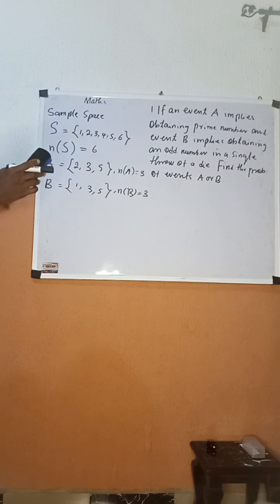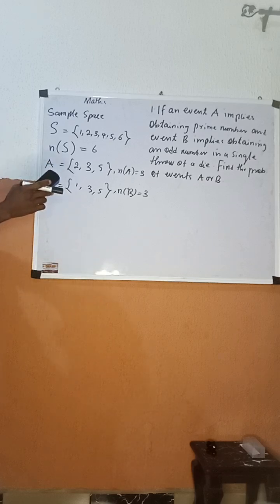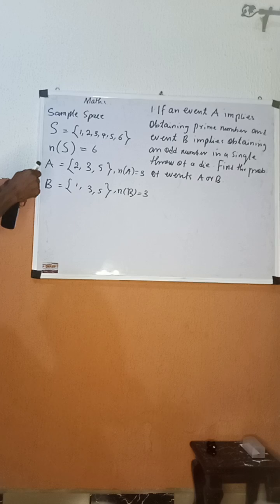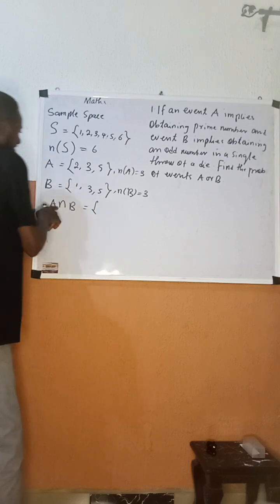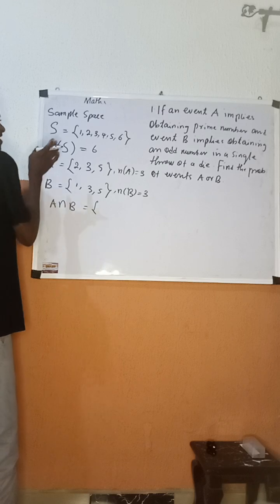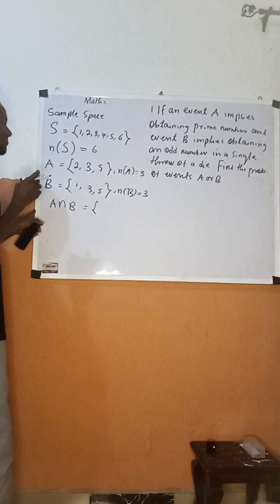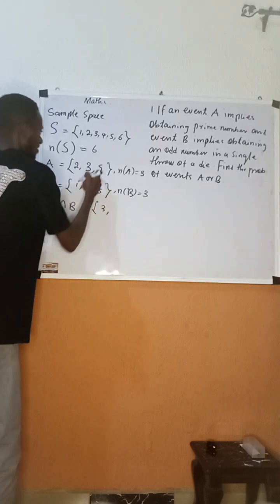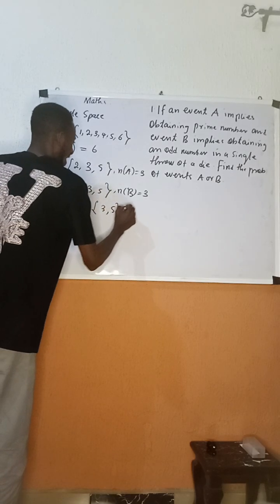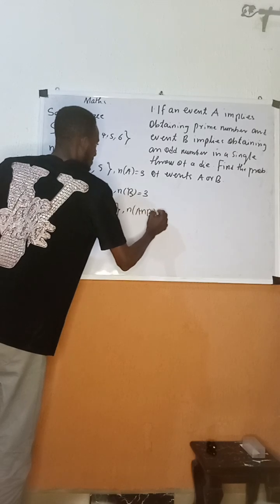Moving further, we are now going to look for the probability of getting the event A and the probability of getting event B. But before we go ahead, let us look at whether there is anything shared in common by set A and set B, which is called the intersection of set A and set B. So A intersection B means all the elements contained in A which are equally contained in B. There is 2 here, there is no 2 here. There is 3 here, there is 3 here, I will pick it. There is 5 here, there is 5 here, I will pick it. So my n of A intersection B equals 2.